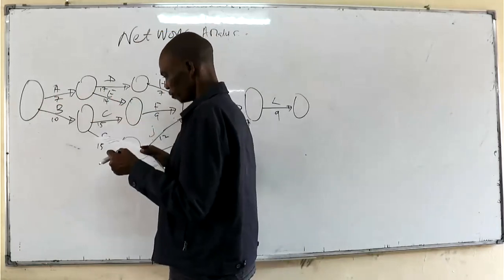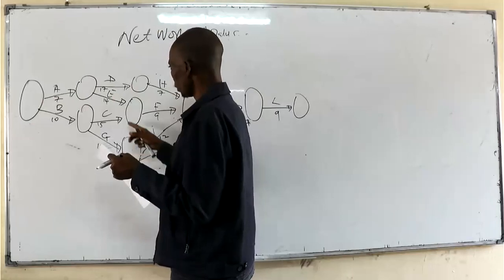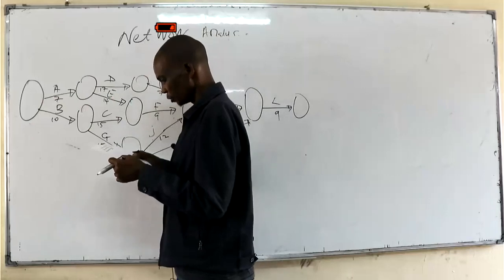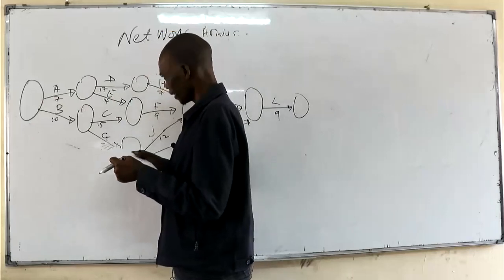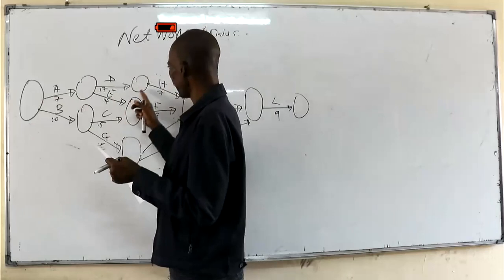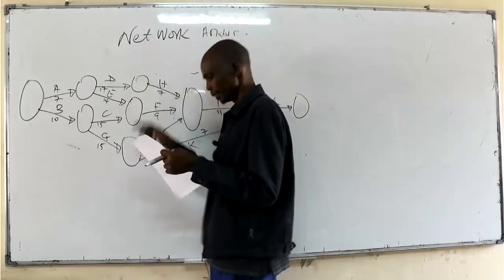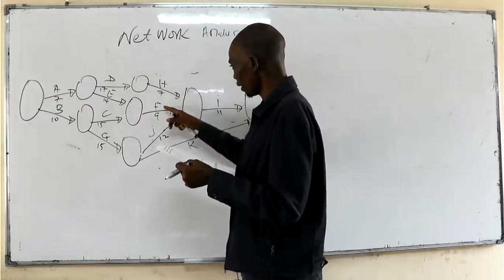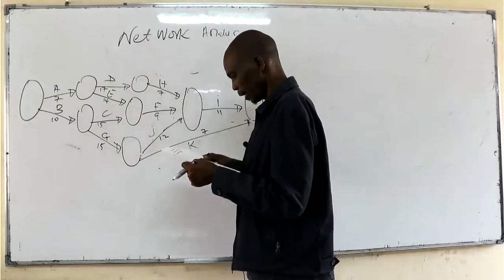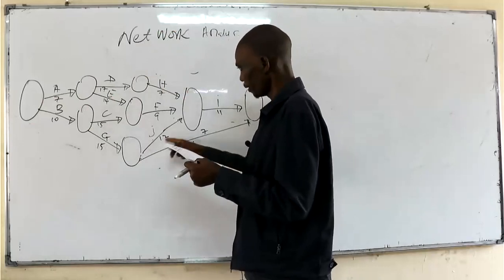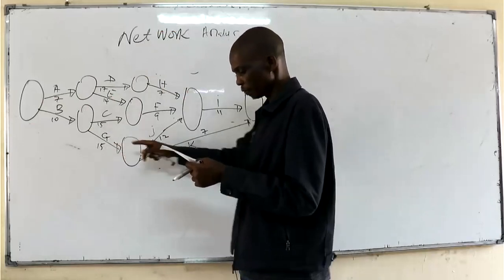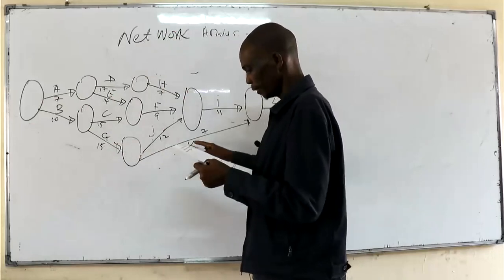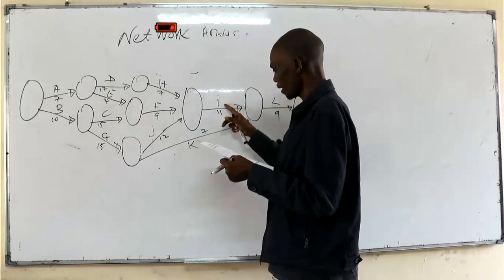So for G to start, B must end. For H to start, D must end. For I to start, H, F, and J must end. And for J, of course, G must end. And for K to start, also G must end. And lastly, for L to start, I and K must end.